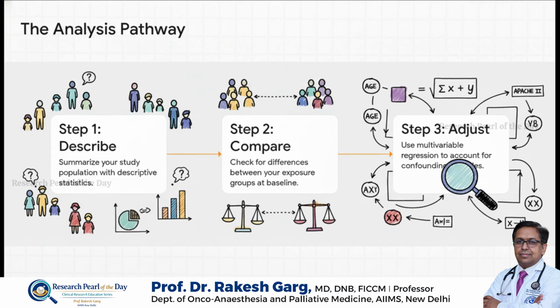First, you just describe your patients. Who are they? Second, you compare your groups at baseline to see if they were different from the get-go. And third, and this is the magic step, you use statistical tools like multivariable regression to mathematically adjust for those pesky confounders like age or illness severity so you can isolate the true relationship you care about.